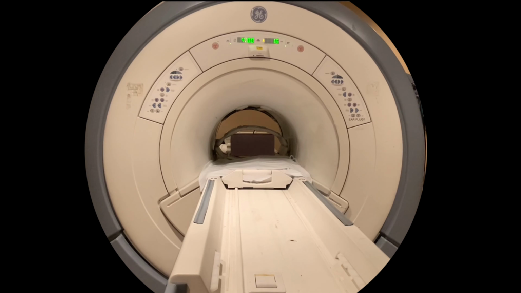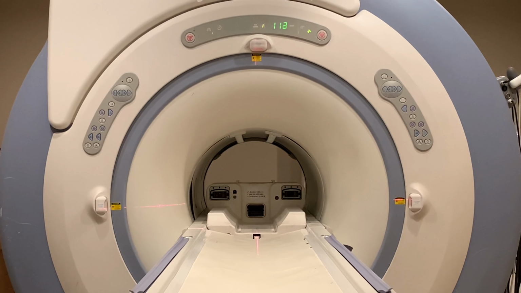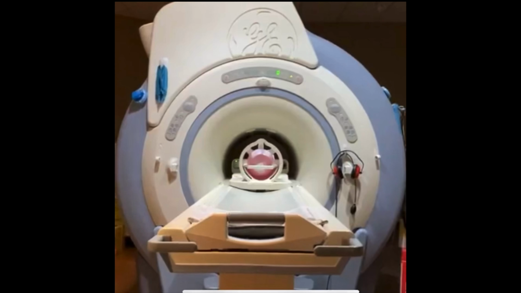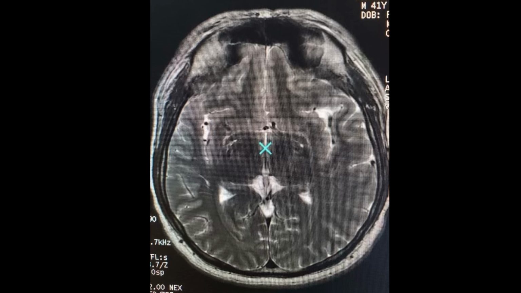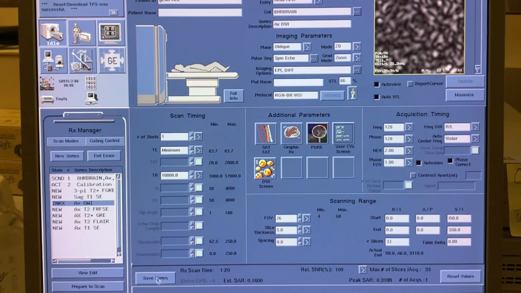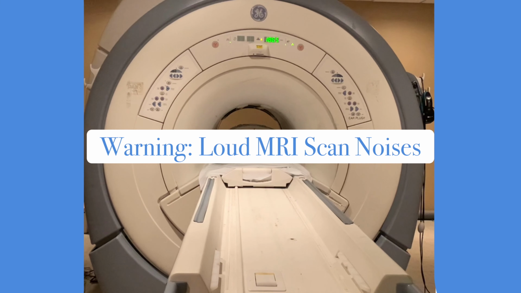This next segment features DWI scan sounds from different MRI systems. Can you hear the difference between a 3 Tesla and a 1.5 Tesla DWI scan sequence? The sound of a DWI scan sequence can also vary between the different MRI scanner models. Let's listen in to some great examples of DWI scans from various MRI scanners.